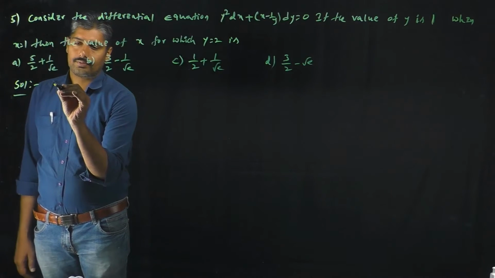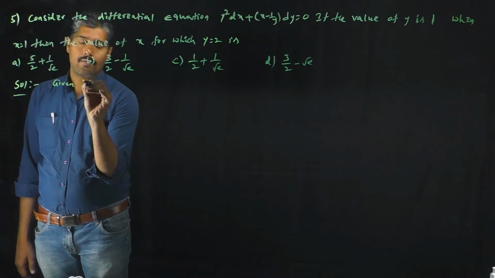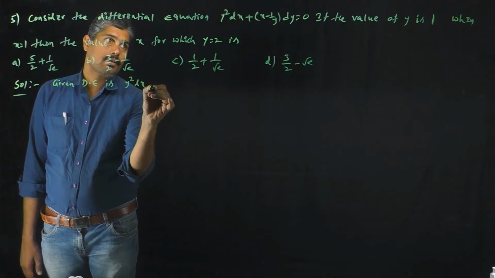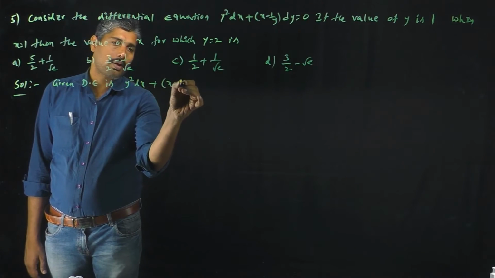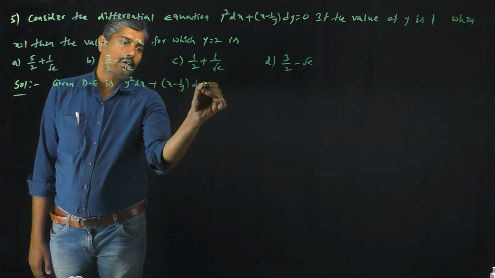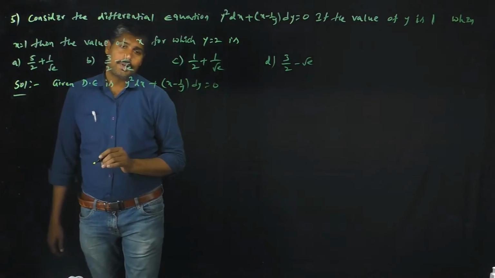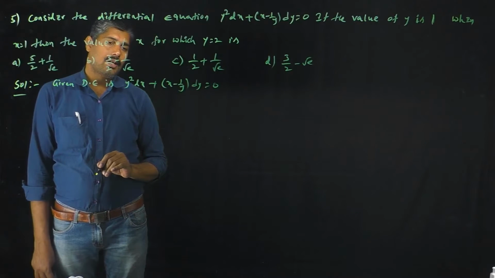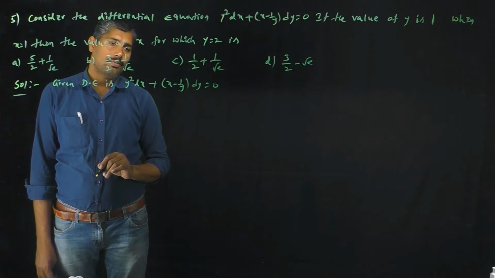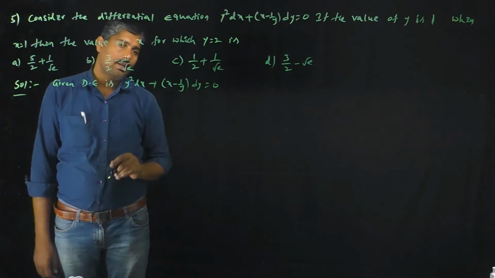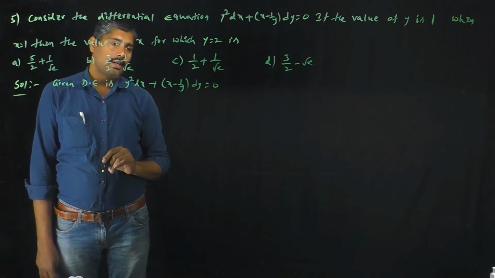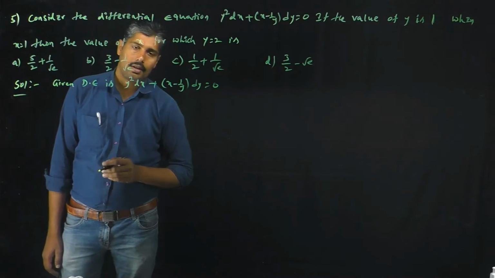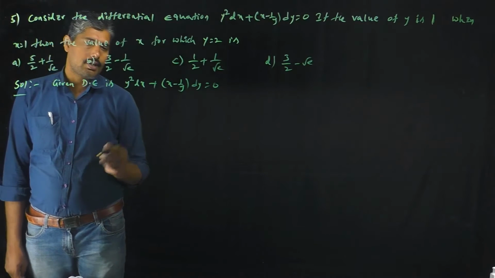Here the given differential equation is y squared into dx plus x minus 1 by y into dy equals 0. We are separating this one, not possible. Is this a homogeneous sum? No, the numerator and denominator degree is not the same. This is non-homogeneous, no. Checking whether this is a linear differential equation or not, right?